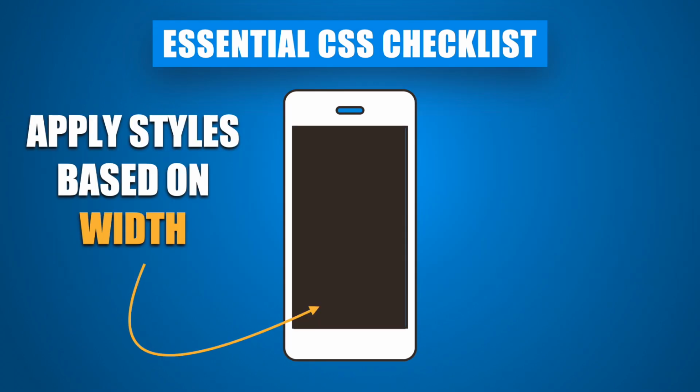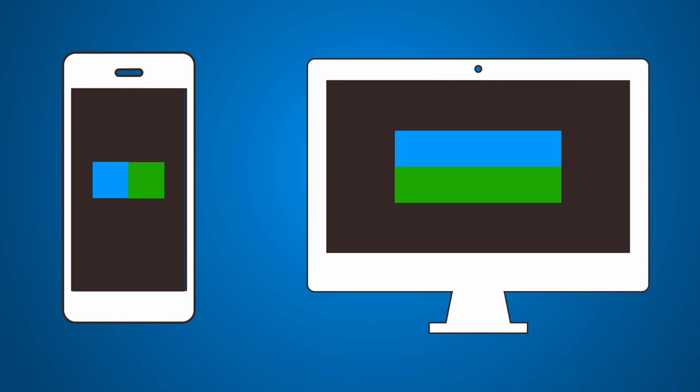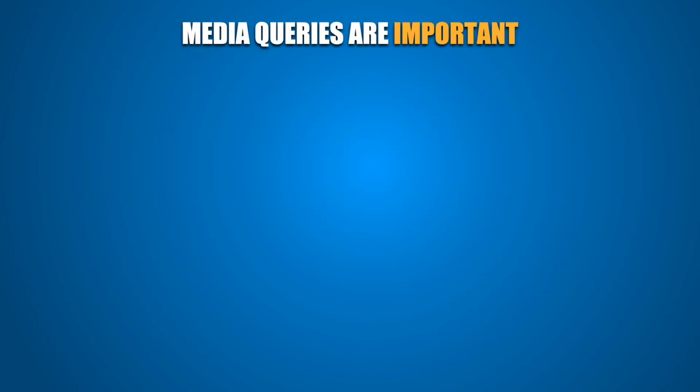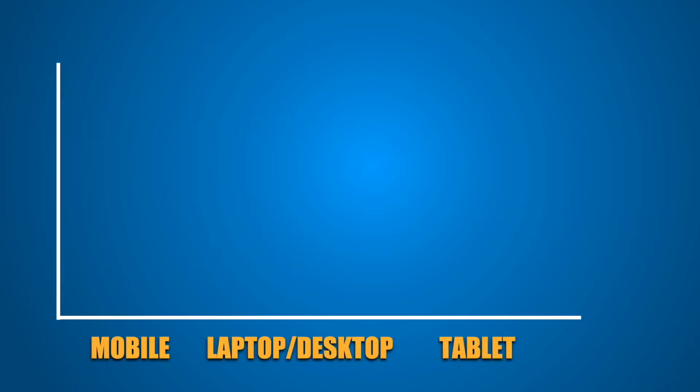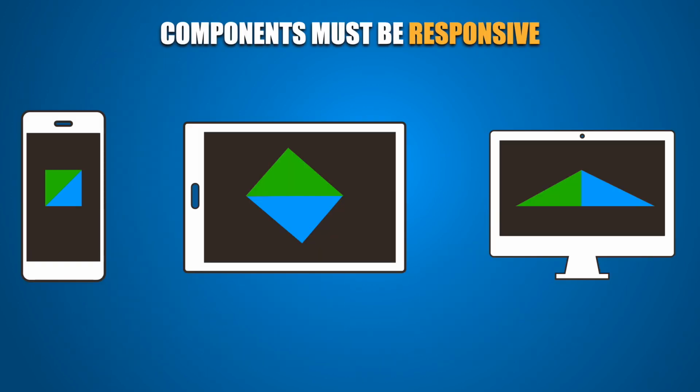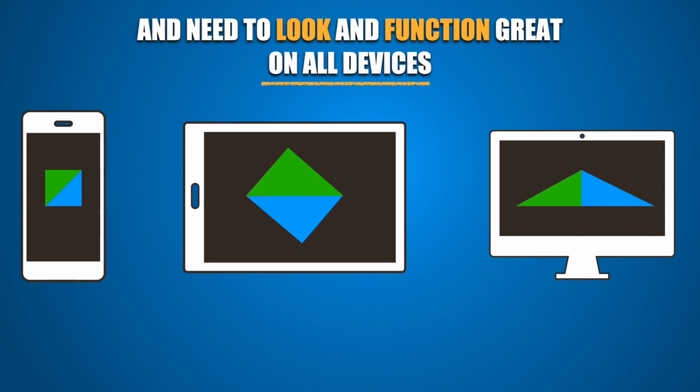Time for the third item on the checklist, media queries, specifically when they're combined with min width. They allow us to apply styles to our components based on the width of the user's device, giving us the ability to have the same components look different on a mobile browser compared to a desktop browser. Media queries are important as nowadays users visit websites from different devices. From analytics data of websites that I have built, mobile browsers are the most common, then laptops and desktops, and then finally tablets. This means that components must be responsive, and they need to look and function great regardless of what device the user is on.